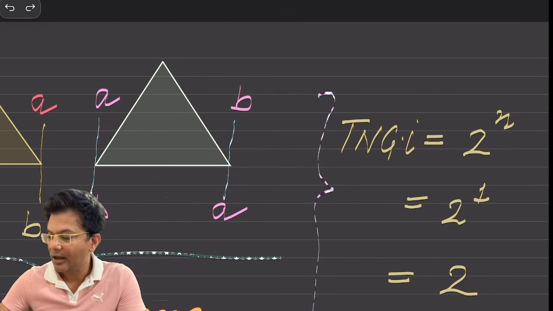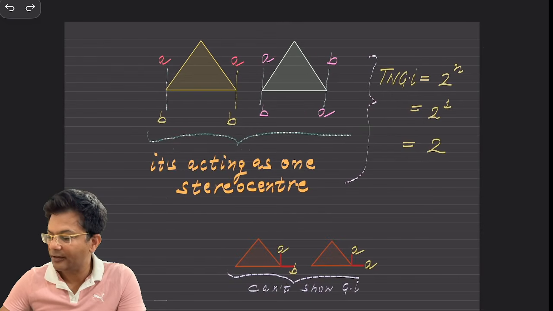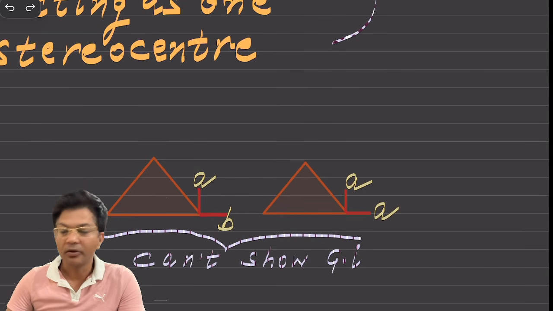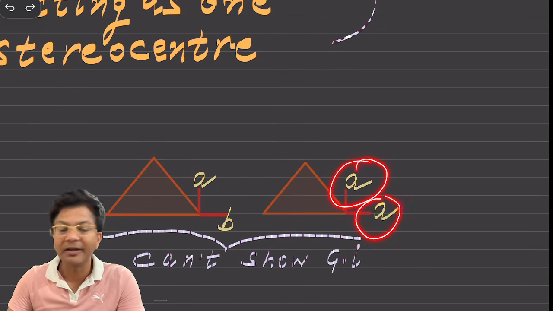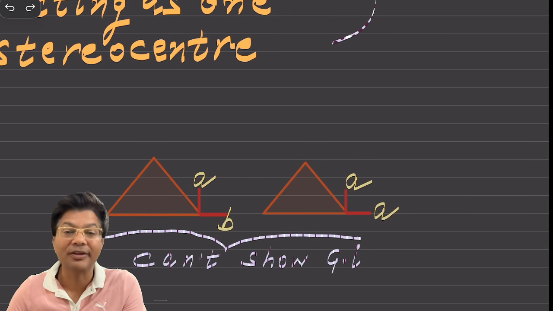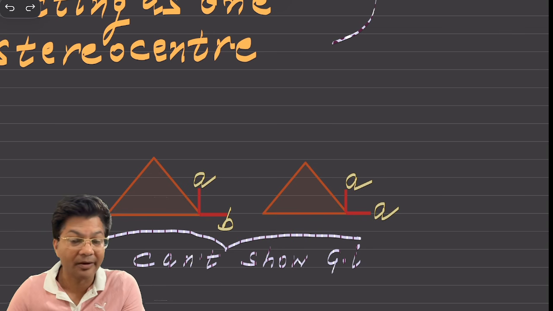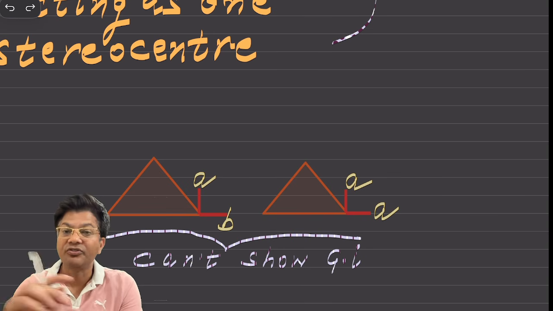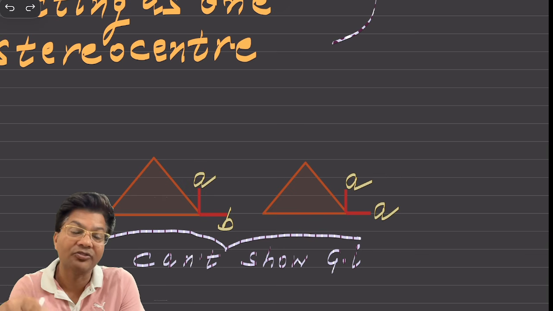Now my dear students, let me tell you one more thing. On the same atom, if A and B, or A and A, are located, that can't act as a stereocenter and can't show GI. So they should not be located on the same atom. They should lie on different atoms to show GI. And remember that all GI are known as diastereomers, because GI are never mirror images of each other. Diastereomers are not mirror images of each other. GI are always diastereomers, but all diastereomers need not be GI.